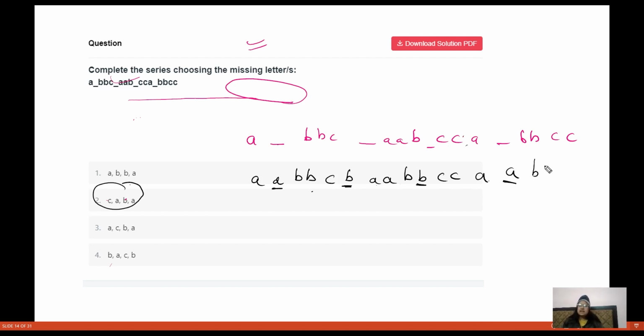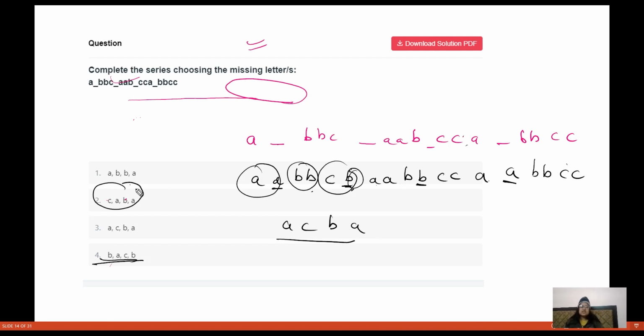So we'll put A here, and then we put BBCC. What we are seeing is that we are getting AABB, only this one is wrong. This should have been C. So if we get ACBA, that will be our correct answer. So just by putting one sequence, we got our correct answer here.